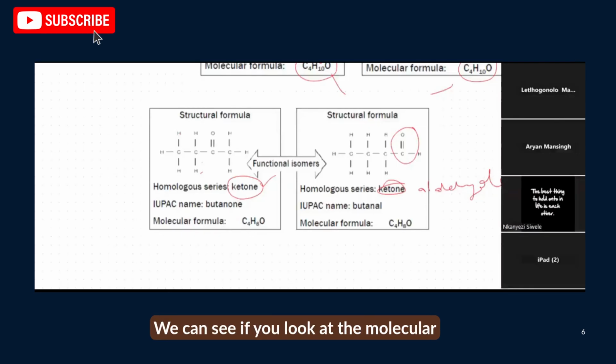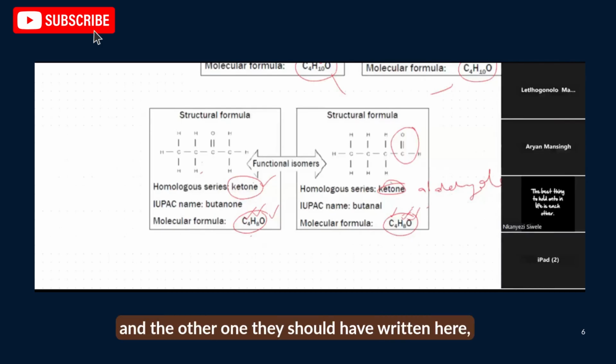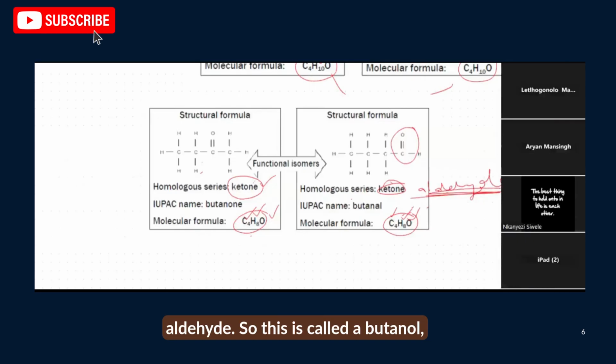We can see if you look at the molecular formula, it looks the same. They both contain 4 carbons. They both contain 8 hydrogens. They both contain a single oxygen, but they are of different functions. One is a ketone, and the other one, they should have written here, aldehyde. So this is called a butanone, and that is called a butanal. So they are different. They will have different properties, and that is what isomers are.